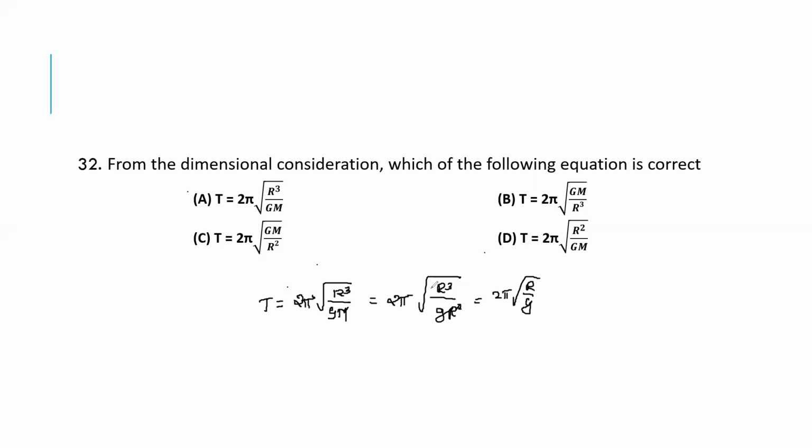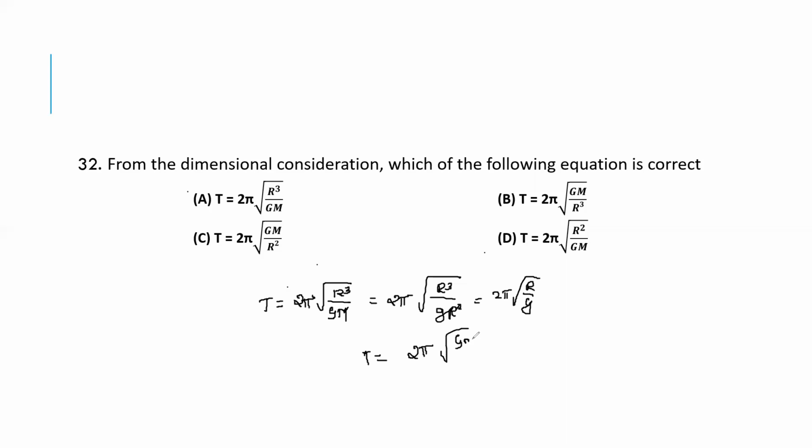R divided by g. So, if you see the first option, it is given as 2 pi under root of r cube divided by gm. If I simplify this, I am getting it as 2 pi root of r by g. This is the correct option.